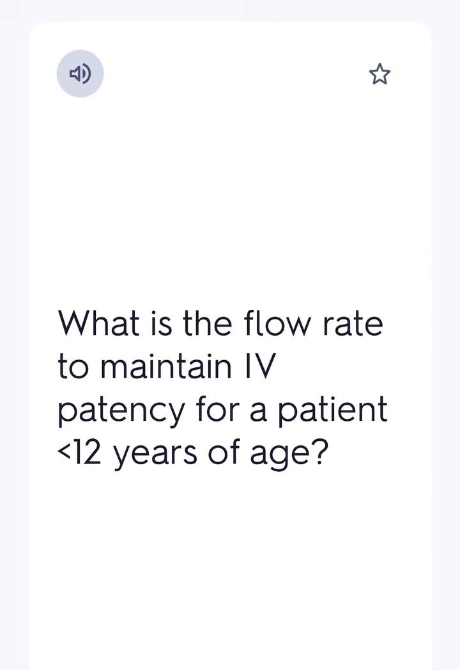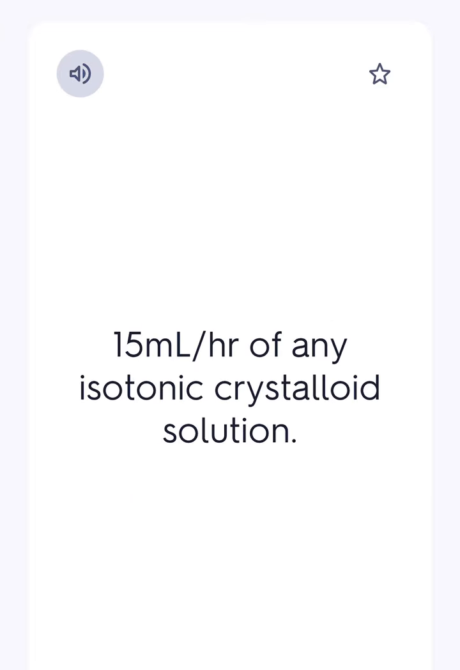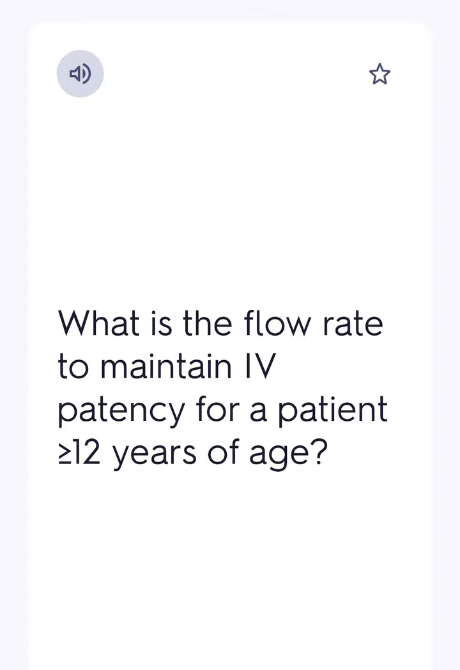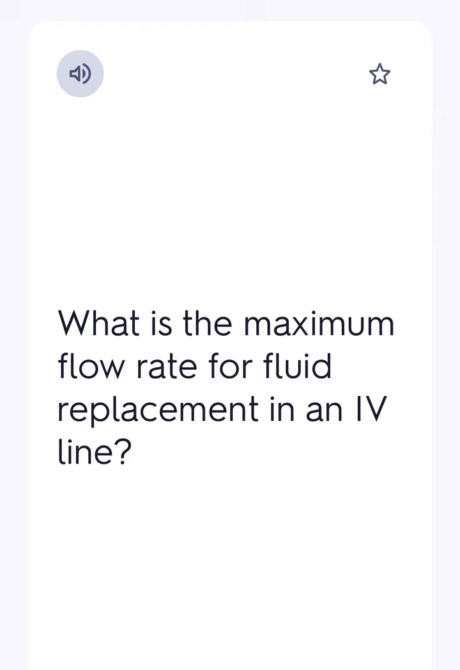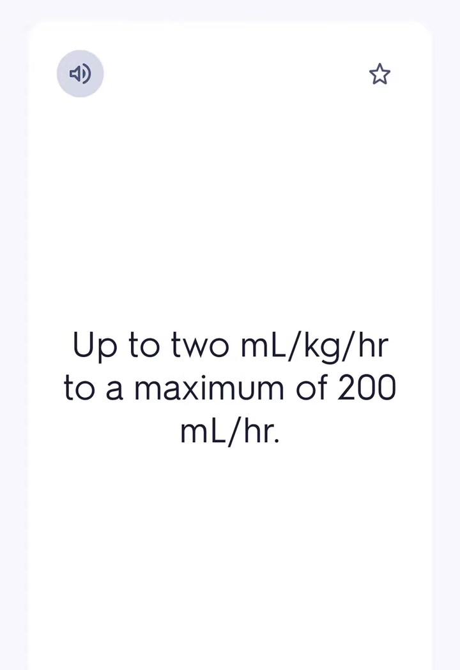What is the flow rate to maintain IV patency for a patient less than 12 years of age? 15 milliliters per hour of any isotonic crystalloid solution. What is the flow rate to maintain IV patency for a patient greater than or equal to 12 years of age? 30 to 60 milliliters per hour of any isotonic crystalloid solution. What is the maximum flow rate for fluid replacement in an IV line? Up to 2 milliliters per hour to a maximum of 200 milliliters per hour.